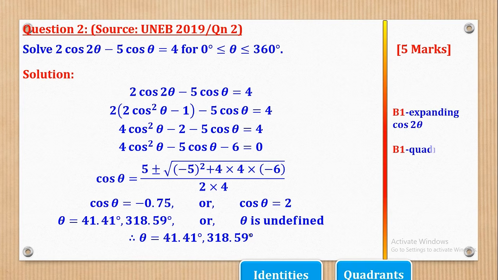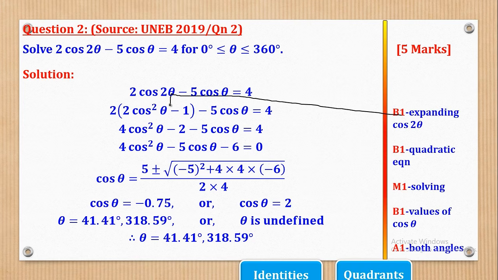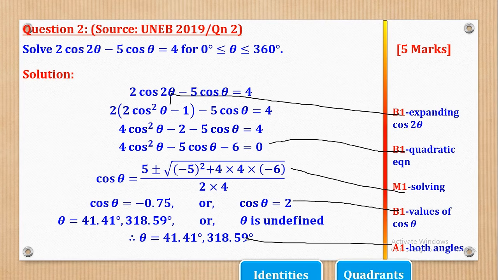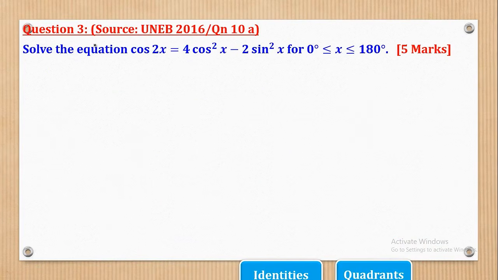Now let's see how much can be awarded. So M1 for expanding this to come up with that, and B1 for getting this quadratic equation, M1 for solving, B1 for the values of cos theta, and A1 for both angles. So that was question 2. Now we shall go to question 3, which came from UNEB 2016, paper 1, question 10a, and it says solve this equation for values of x ranging from 0 to 180.